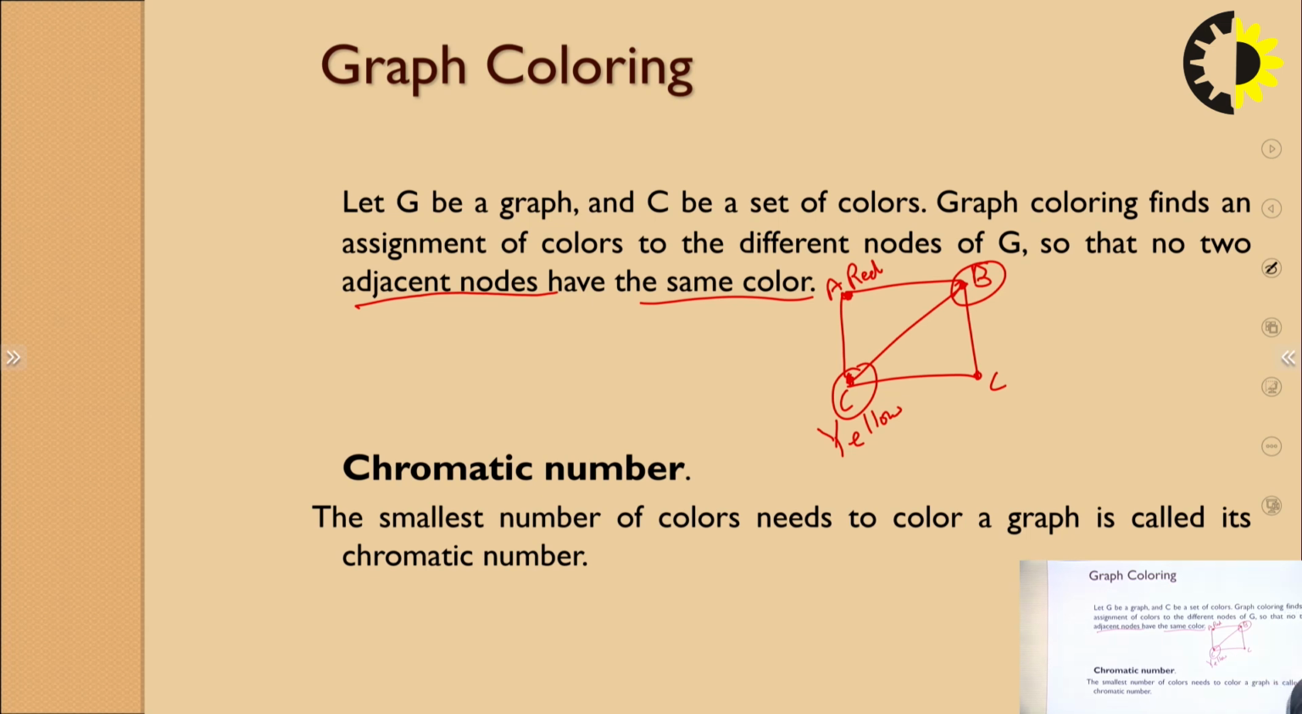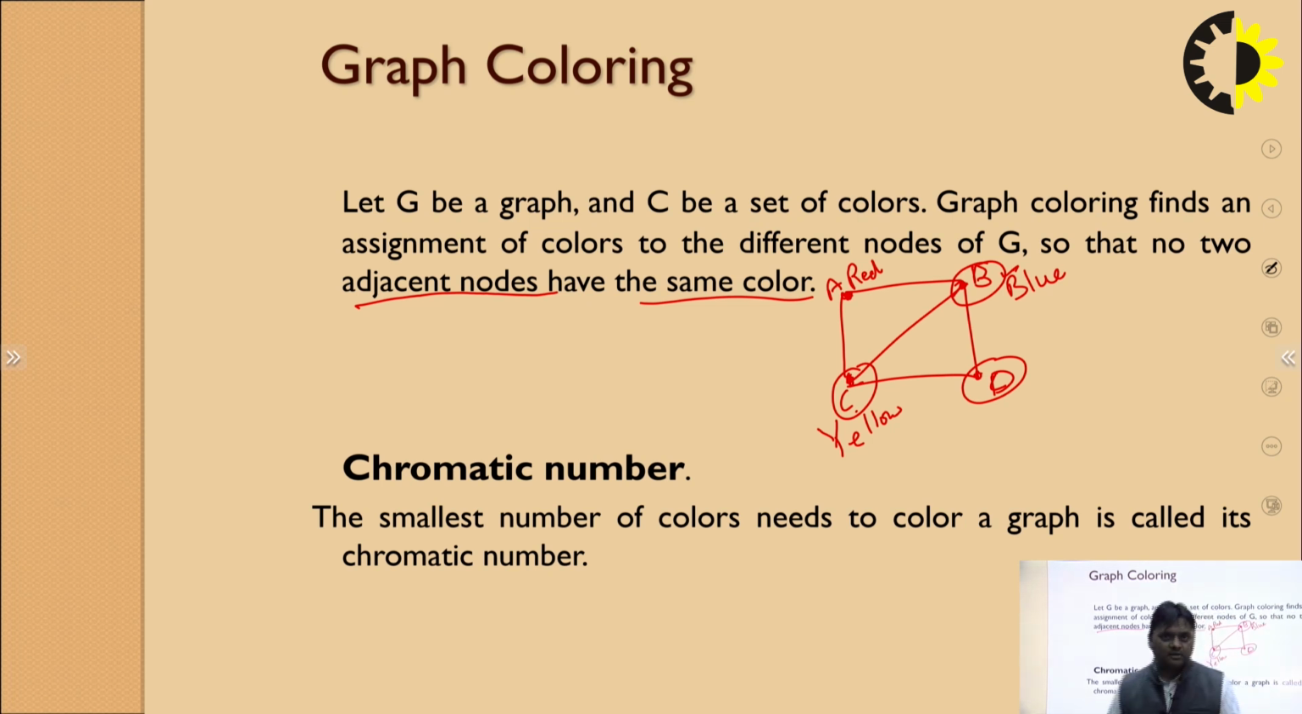The adjacent vertex of vertex C is vertex D, so we cannot put the same yellow color on node D. And the adjacent of C is B, so we cannot put yellow on vertex B. Vertex B is adjacent to A and vertex C, so yellow and red cannot be assigned to vertex B. We go with another color. We assign it blue.